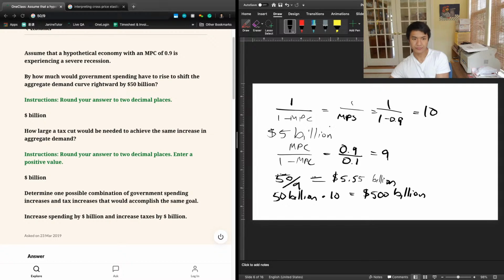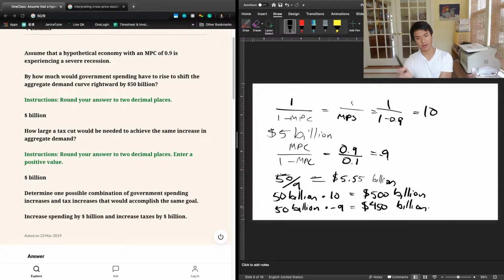And then, let's say we offset this $50 billion increase in spending with a $50 billion increase in taxes. And so, a $50 billion increase in taxes is going to give us a negative effect on the aggregate demand curve, because this multiplier is negative, right? Because by increasing taxes, you're taking money away from people and they can spend less. And so we can see that this $50 billion increase in taxes is going to lead to a $450 billion decrease in aggregate demand.